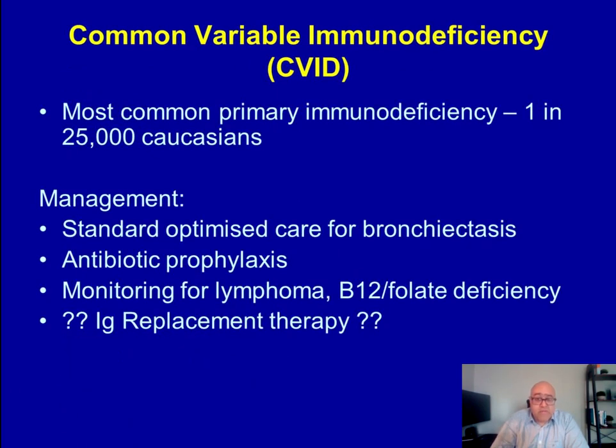And CVID stands for common variable immunodeficiency, which is the most common primary immunodeficiency that we see, affecting about 1 in 25,000 Caucasians. And in terms of management, as with most causes of bronchiectasis, standard optimized care for bronchiectasis, including probably having a lower threshold for using antibiotic prophylaxis in these patients. There is an association with CVID and the development of lymphoma and other conditions such as B12 and folate deficiency, so it's important that we think about having some way of monitoring for those.